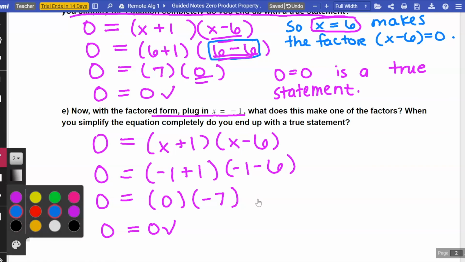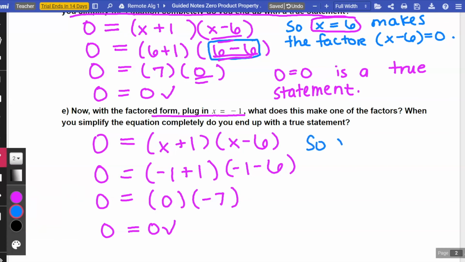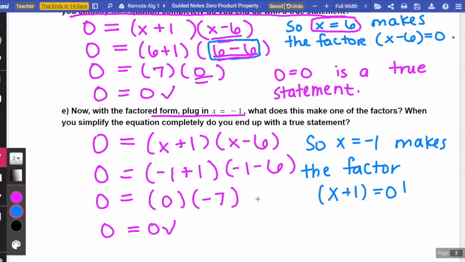All right. So x equals -1 makes the factor x plus 1 equals 0. And we do end up with a true statement. Very interesting.